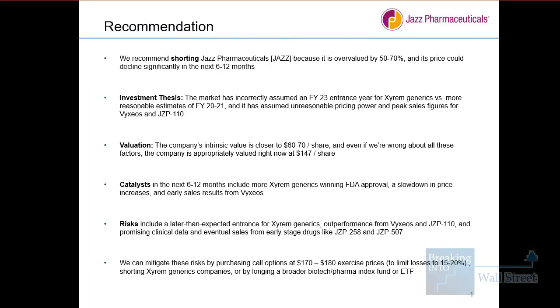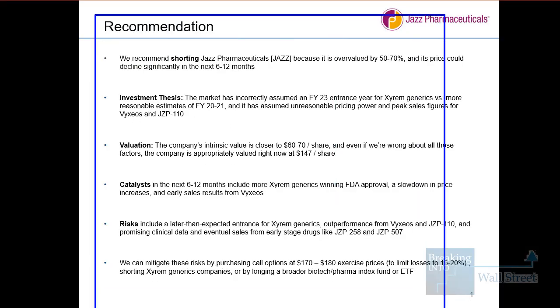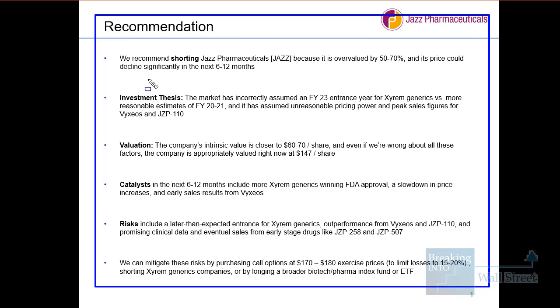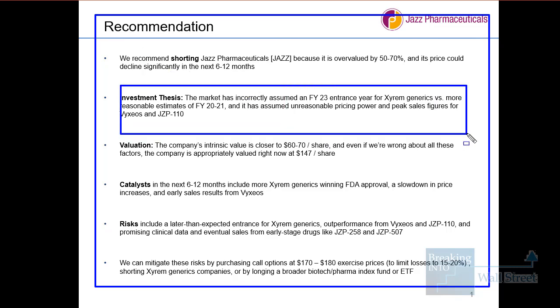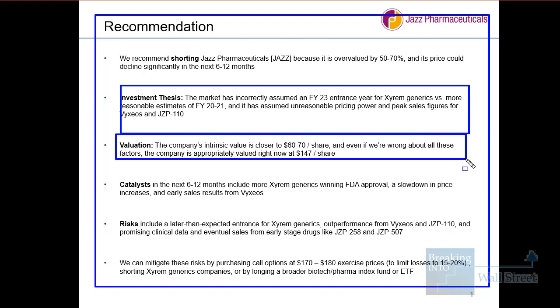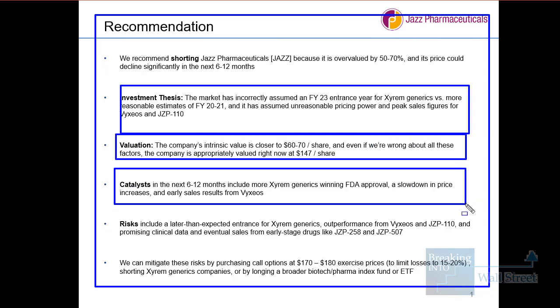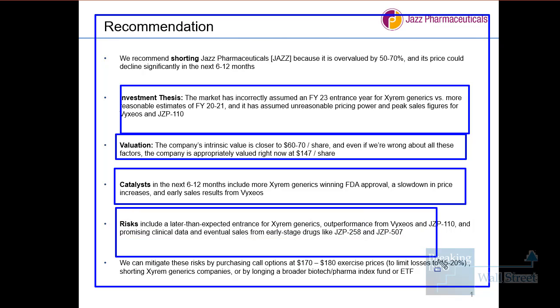In our example on the site for Jazz Pharmaceuticals, we have a recommendation slide here. We short the company, we present our investment thesis and explain why the market is wrong about its valuation, and then give what we think it should be worth, why we think its stock price will change, what the risk factors are, and how we can mitigate some of those risks.